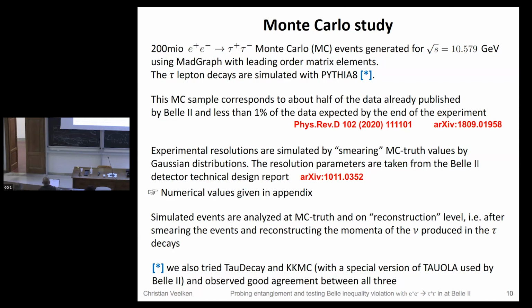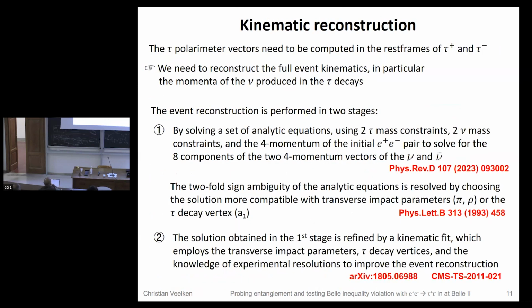We analyzed the simulated events on Monte Carlo truth level and on reconstruction level in order to quantify the effect of the experimental resolutions. And with reconstruction level, I mean the observables that we get after applying this smearing, and also after reconstructing the full event kinematics, that includes the reconstruction of the neutrino momenta. And the reconstruction of the neutrino momenta is very important for us because we need to know the rest frames of the tau plus and tau minus in order to compute the polarimeter vectors.